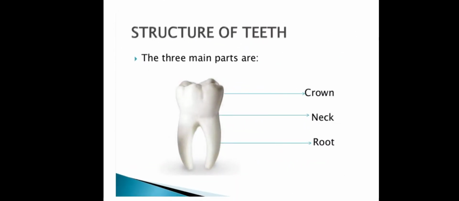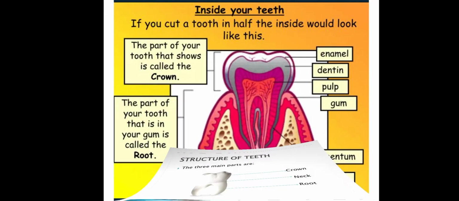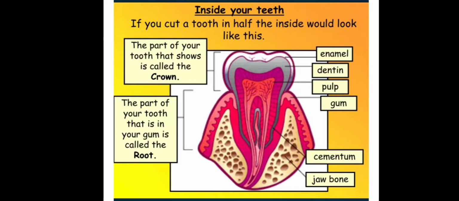So in the structure of a tooth, there are three main parts. First one is the crown. Then we have the neck region, then the root region. If you cut a tooth in half, the inside would look like this. The part of your tooth that shows is called the crown, the white portion that I showed you before. And the part of your tooth that is inside, in your gum, is called the root region.